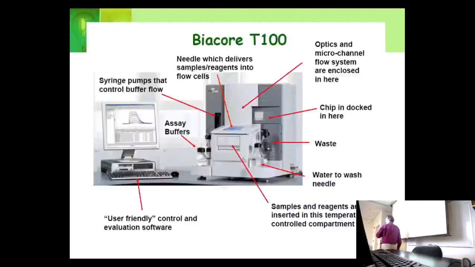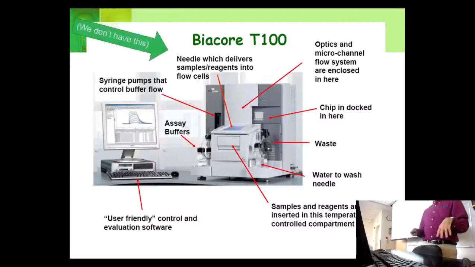So this is what the fancy BIAcore looks like. BIAcore T100. I think this is still the latest model, because they haven't come out with a new one. And you see it looks all nice and fancy. You basically have the chip that goes in here, you have waste bottles, you have a computer to measure it, and you have a needle which will move through and pick up your samples for you, and you can basically program it and then run it all night.